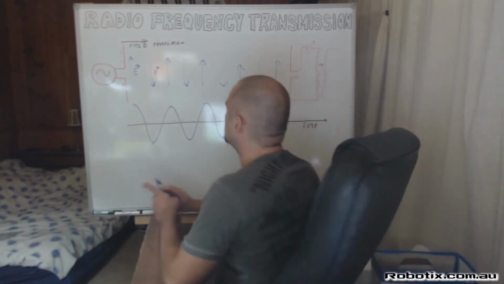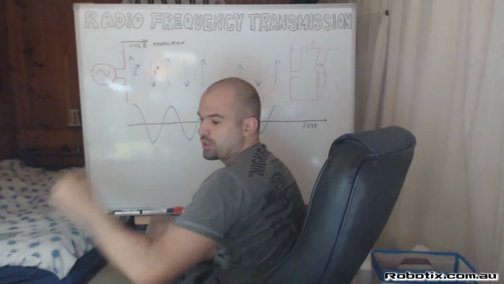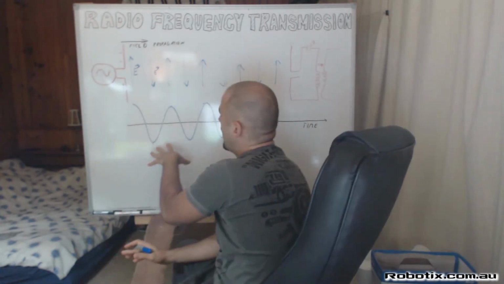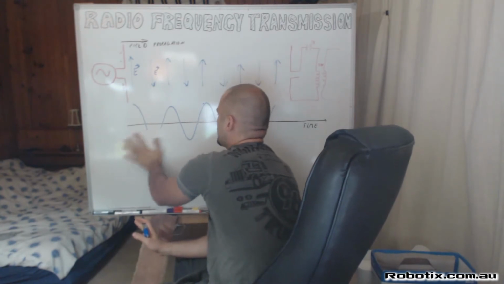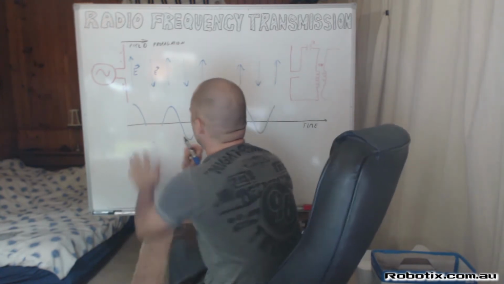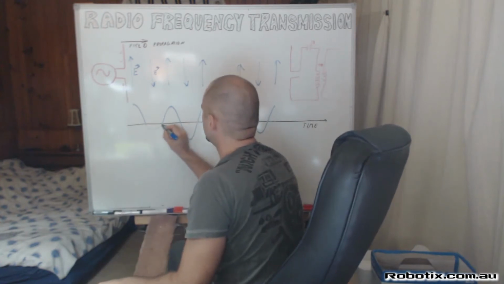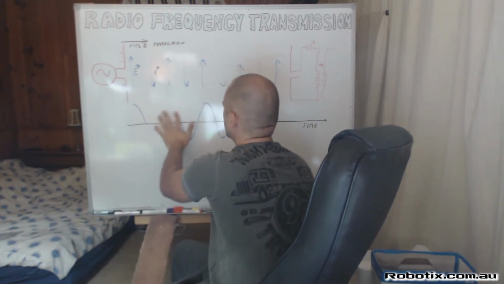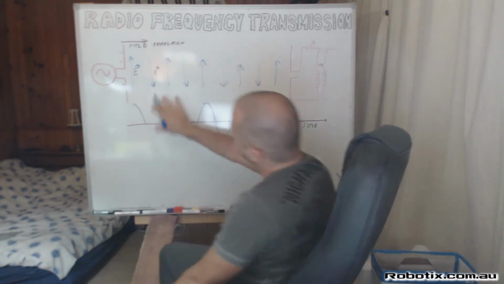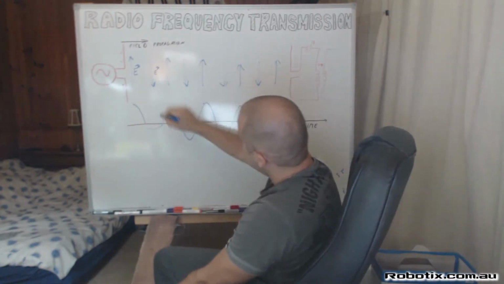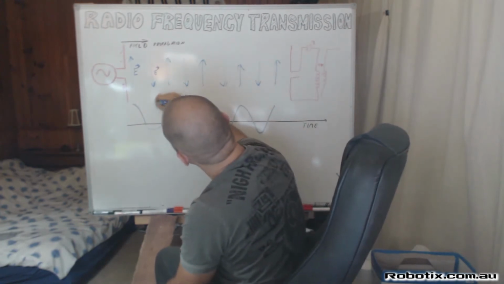So AM would be amplitude modulation, and amplitude modulation works a little like this. You essentially take these waves and you lower their amplitudes. So when you lower the amplitude of a wave, that becomes a zero.